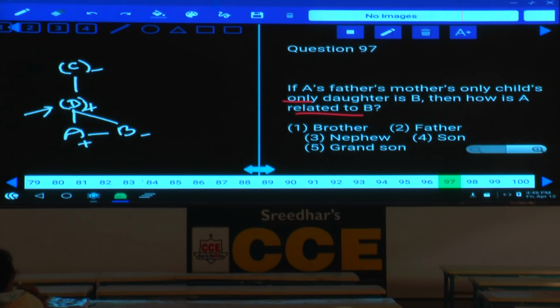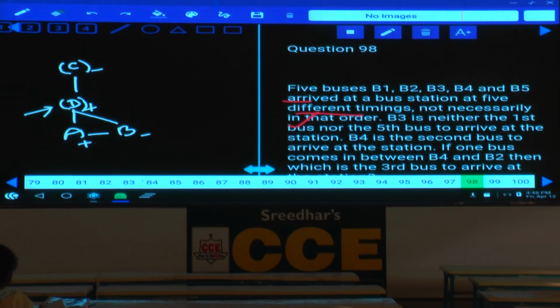As A is a male, then what is the question here? How is A related to B? A is the brother of B, that is choice 1. Done with this? Now this is about question number 97.